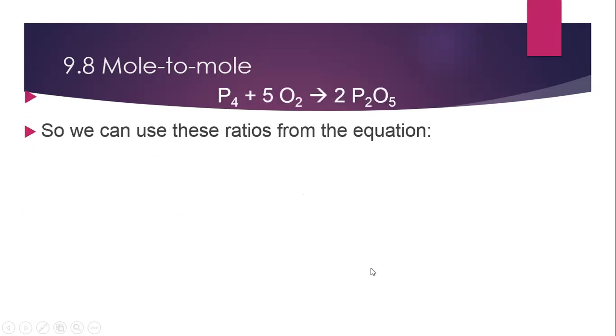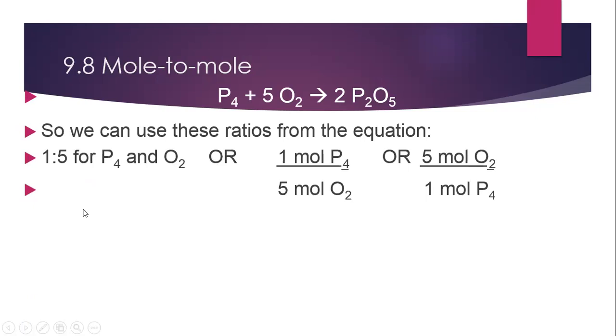Okay, so we can use these ratios from the equation. If I wanted to compare P4 to O2, well, it's a 1 to 5 ratio because there's a 1 mole here, 5 moles here, so 1 to 5. So when I'm writing it in a mathematical equation, I could do this ratio: 1 mole P4 over 5 moles of O2, or 5 moles of O2 over 1 mole of P4.